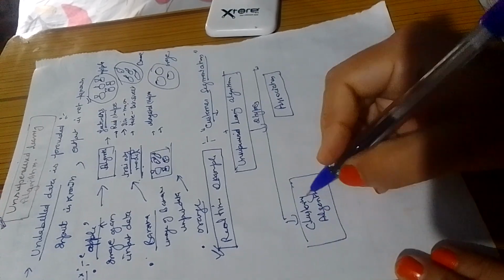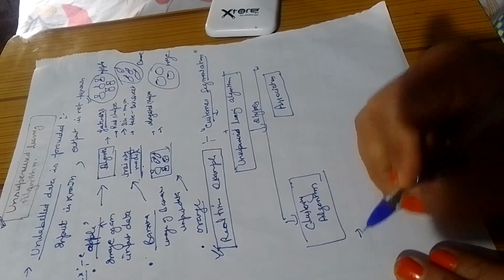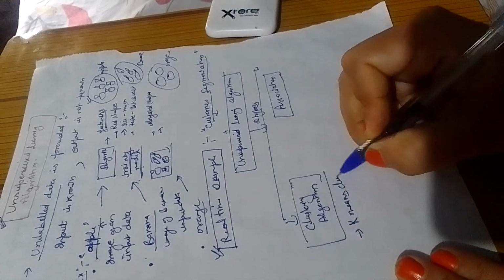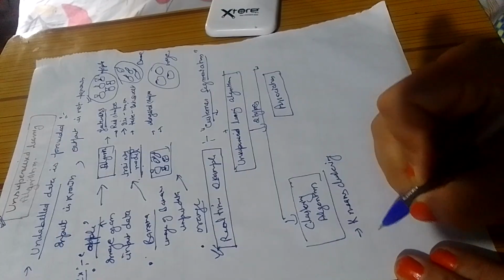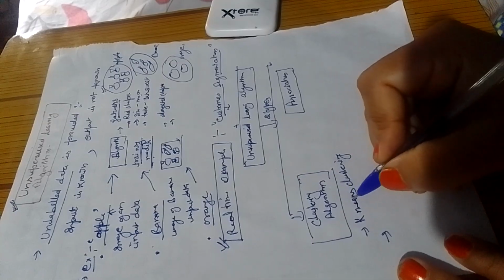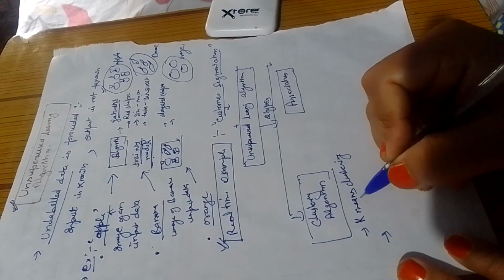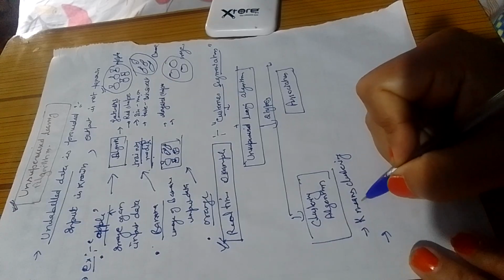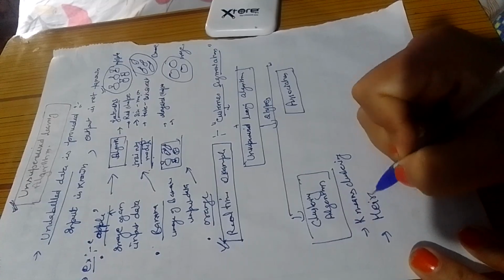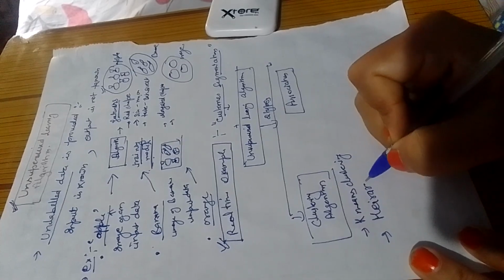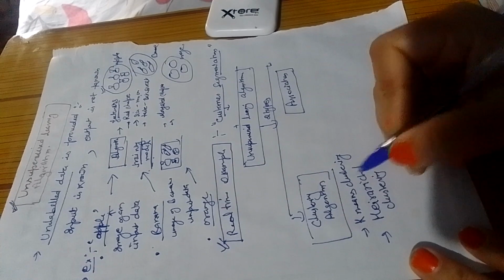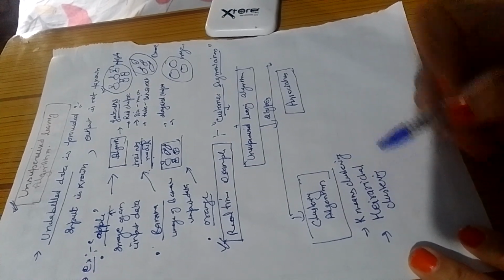Fine. So what is a clustering algorithm? There are two types of algorithms used. One is k-means clustering. Fine. Second is, does anybody have any idea what the second algorithm in clustering techniques would be? It would be hierarchical clustering. Fine. So this is k-means clustering and hierarchical clustering.